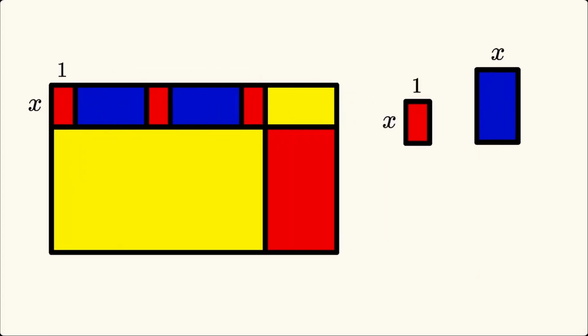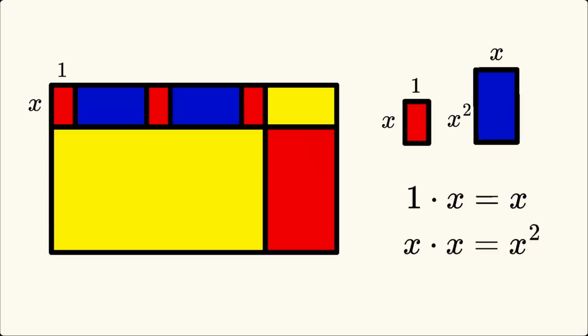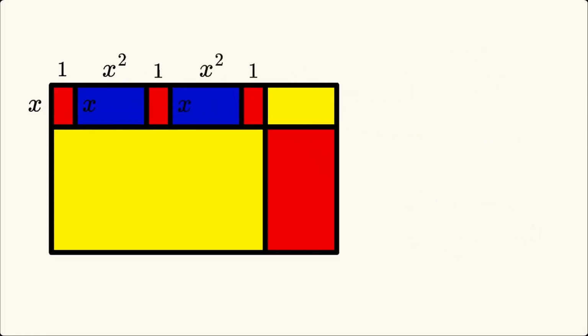Because the rectangles are similar, the ratio between their corresponding sides must be equal. Since the short side of the smaller rectangle has length 1, and the short side of the larger rectangle has length x, the ratio between those sides is x. Therefore, we can multiply the longer side of the smaller rectangle by x to find the length of the longer side of the larger rectangle, which gives us x squared. We can repeat this process with the rest of the rectangles to find their side lengths as well.